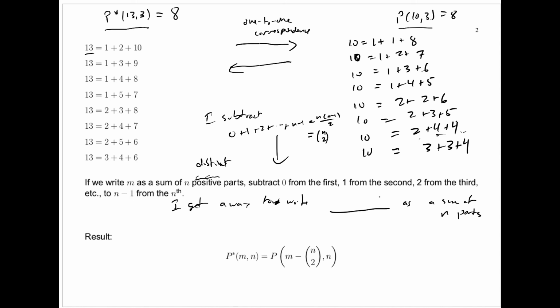So since I'm subtracting that much, once I take those all away, I'm going to write not the number m, but m minus n choose 2 as a sum of n parts. Because they were written in order to begin with, all of these parts will be positive. And that gives us our result that says P star Mn, the number of ways of writing M as the sum of n distinct parts, is just P of this new number, M minus n choose 2, comma n, the number of ways of writing this new number as the sum of n positive parts.